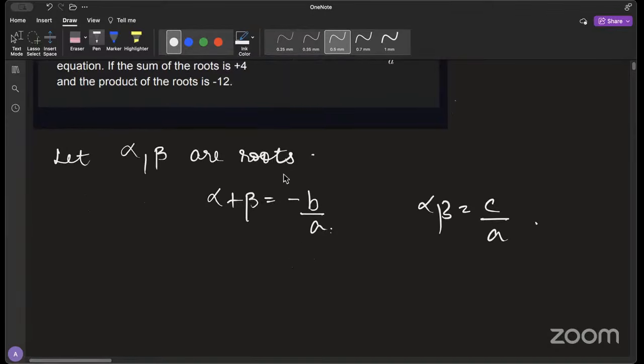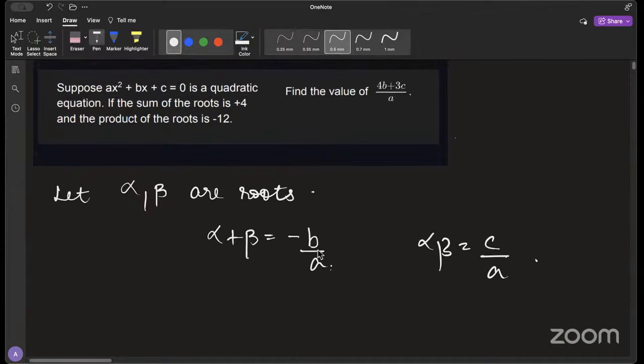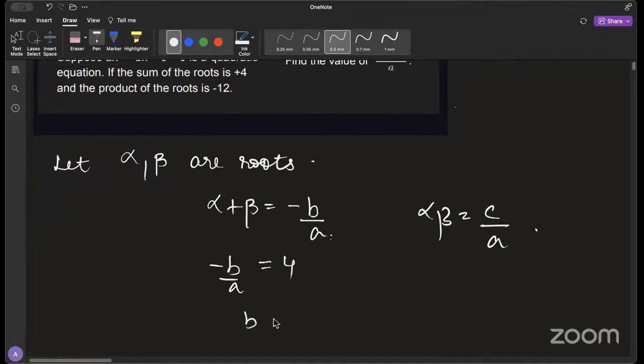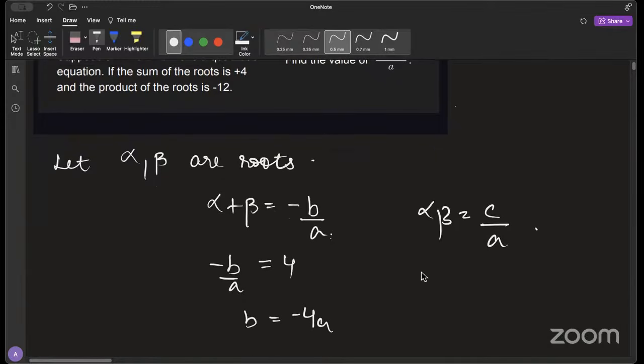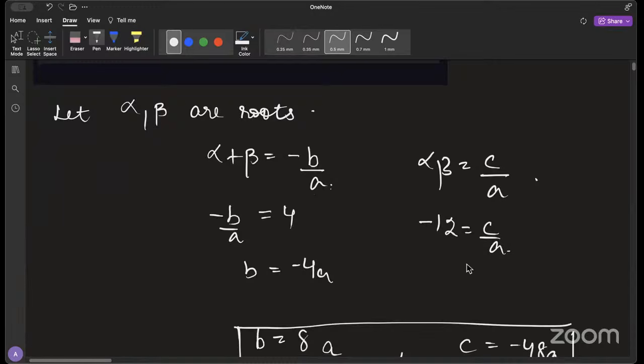Okay, so let's do this here. This is alpha plus beta, and the sum is given to be 4. That means minus b by a is 4, which means your b is minus 4a. And from here, your alpha beta product is given to be minus 12, which is c by a. That means your c is equal to minus 12a.